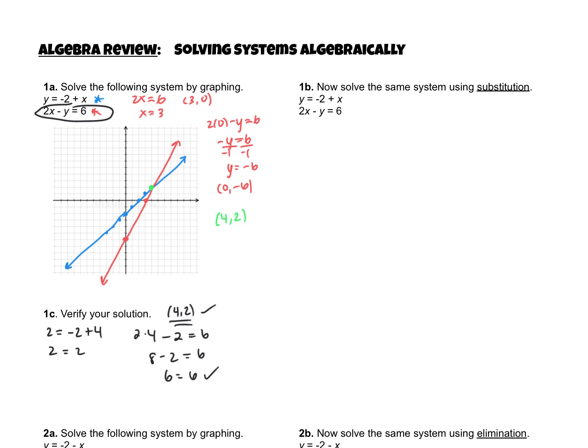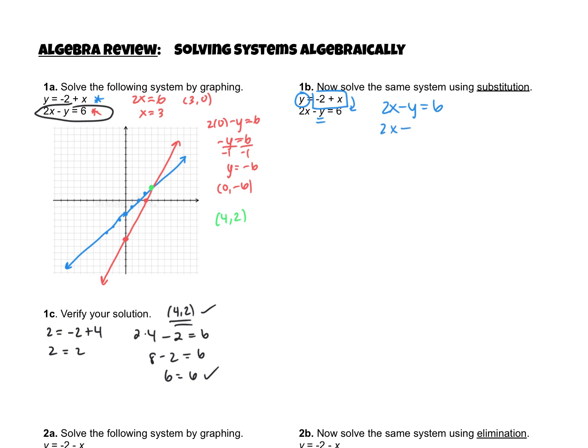Okay. I believe what all of us learned last year is how to solve using substitution. Substitution is the idea where you find one variable by itself and plug into the other equation. So what we notice is our top equation, we already have y solved for. So what we can do then is in our second equation, we replace y with this -2 plus x. So we're going to substitute that into the bottom equation. So the bottom equation right now is 2x minus y equals 6.